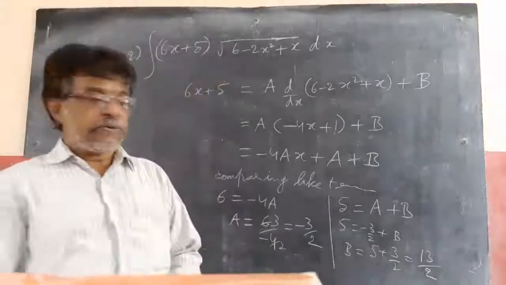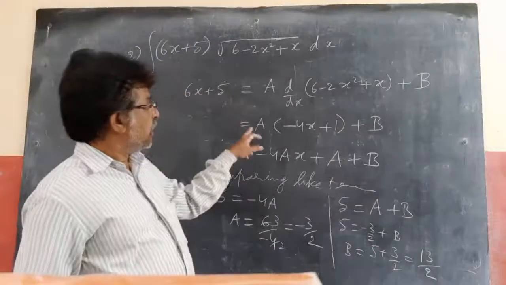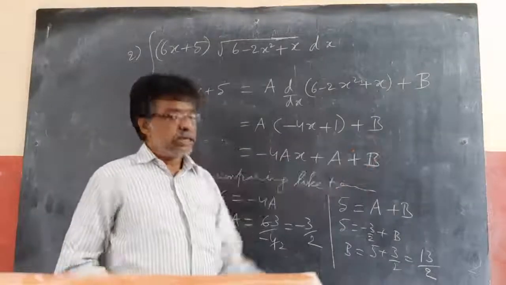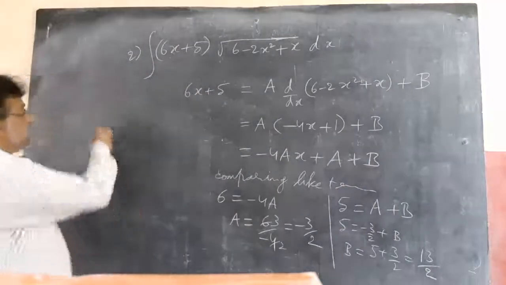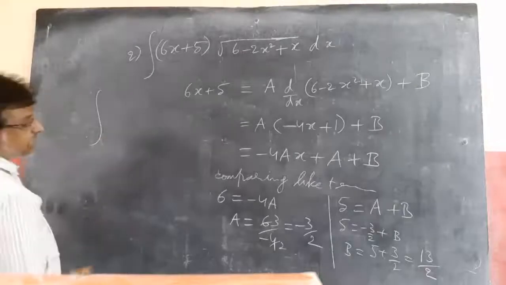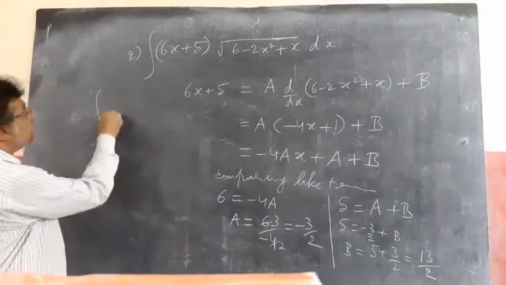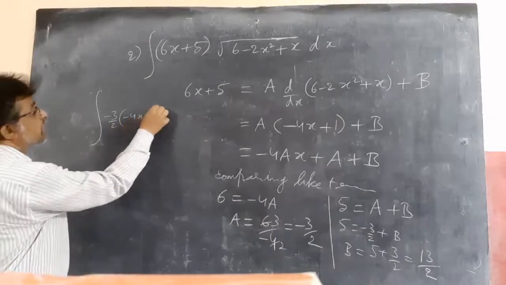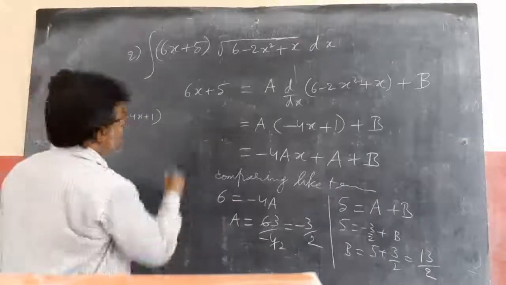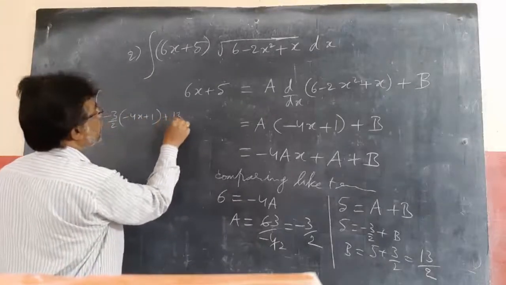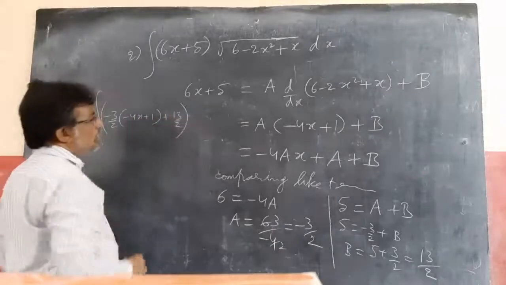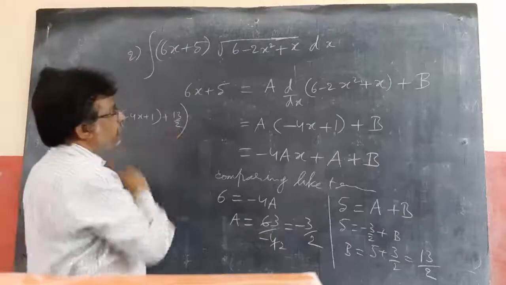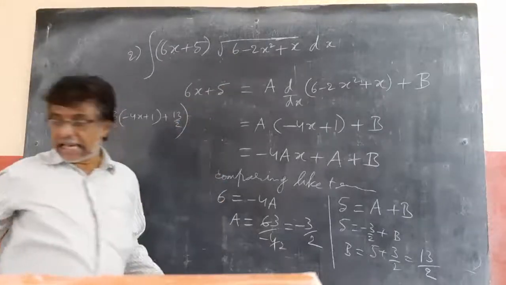Now after finding a and b values, instead of the linear 6x plus 5, you can write a into this plus b into this. Means integral of, instead of 6x plus 5, I can write minus 3 by 2 into minus 4x plus 1 plus b, b is 13 by 2, into the square root of this whole t. This whole is instead of 6x plus 5. So the remaining part is as it is.